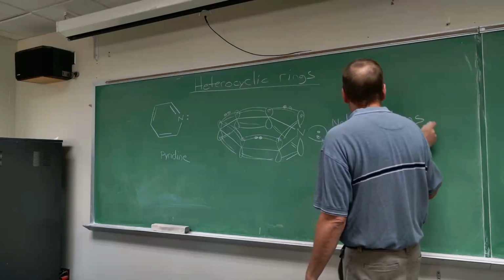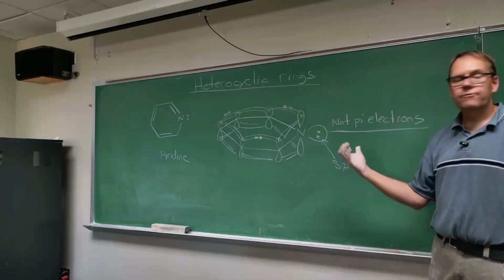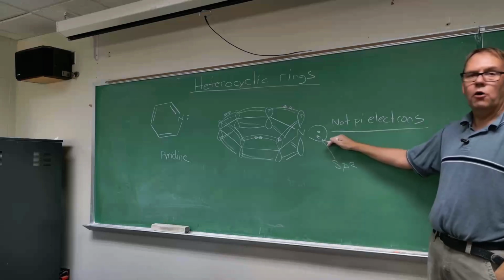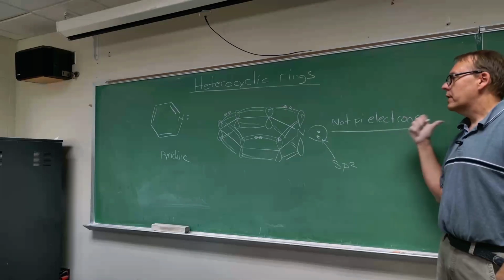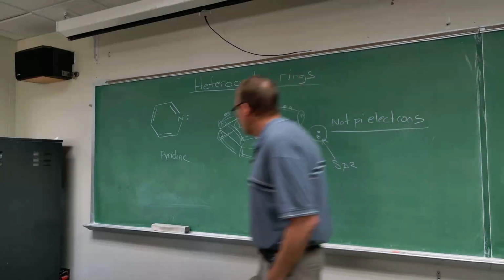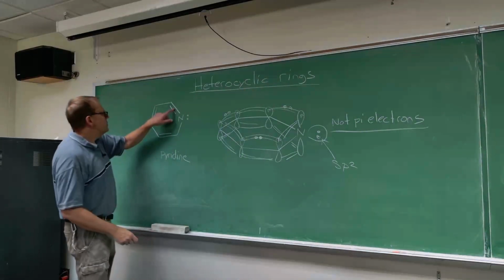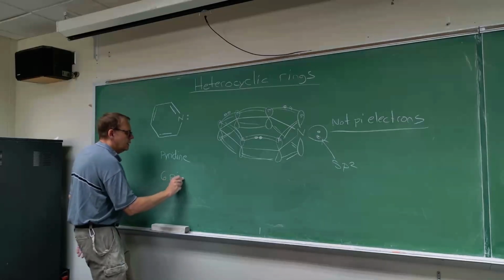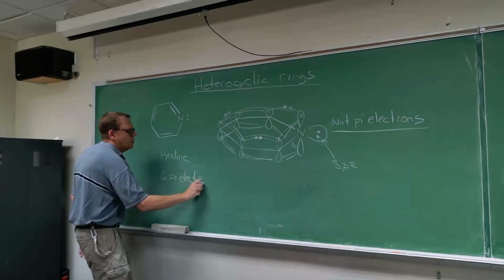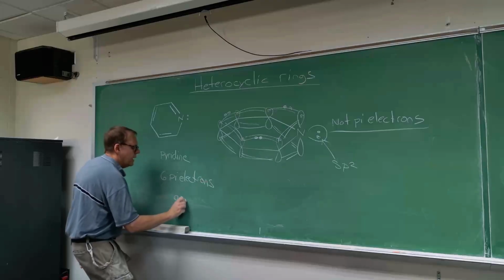And when you're counting electrons to figure out, does this have 4n plus 2 pi electrons, you leave these out because they're not in p orbitals. They're in an sp2 orbital that's pointing outside of the pi system. So this molecule pyridine has 2, 4, 6 pi electrons. And it's aromatic.